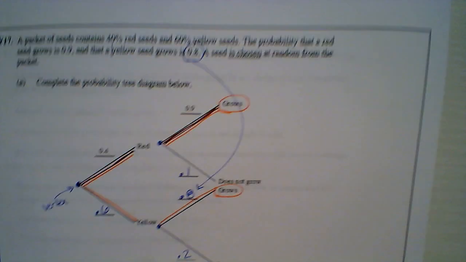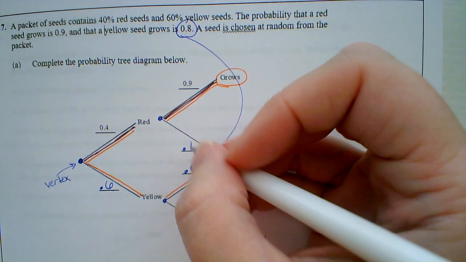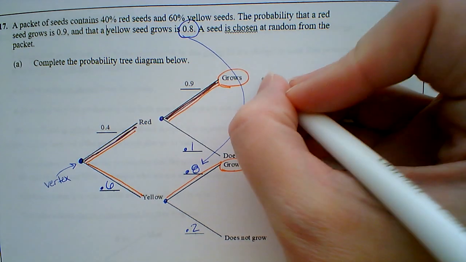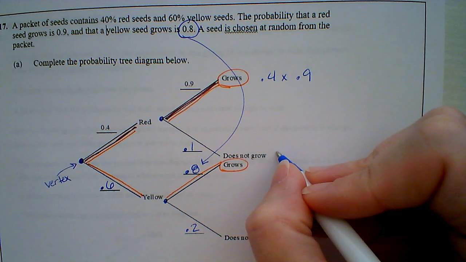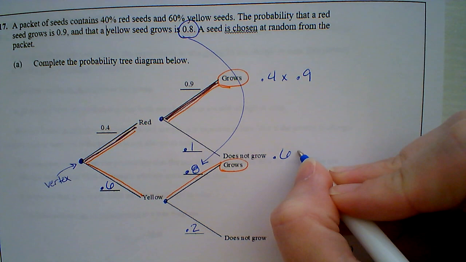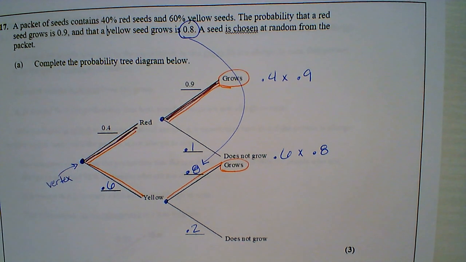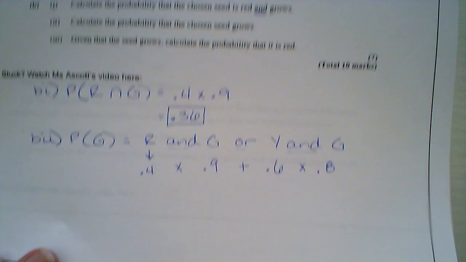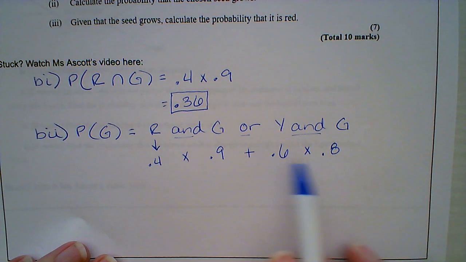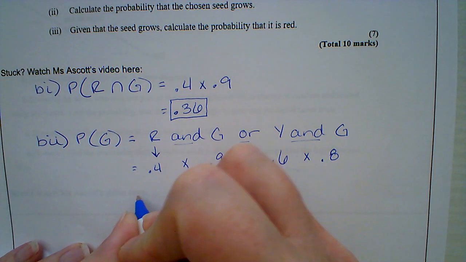Now, some people like annotating the tree diagram and doing the work right here. We can do that as well. We can have 0.4 times 0.9, and we can have 0.6 times 0.8. If it makes more sense to you to do it on the tree diagram, you can do that. My personal preference is writing it out down here using my ands and ors.